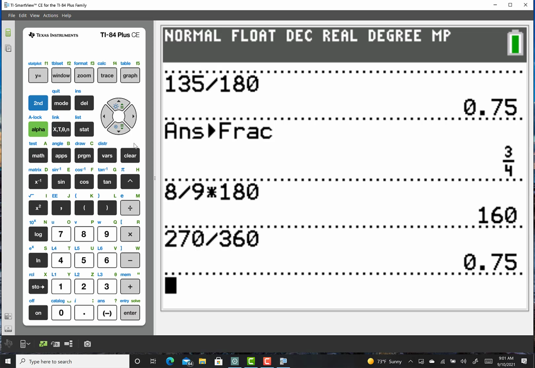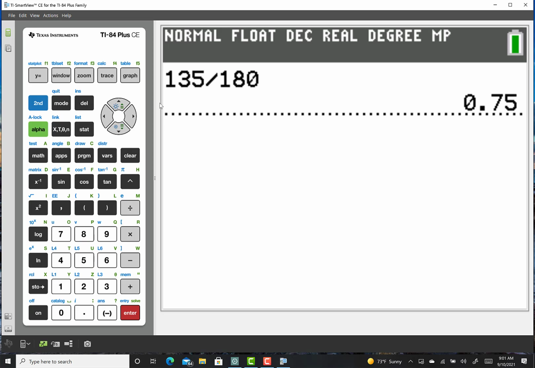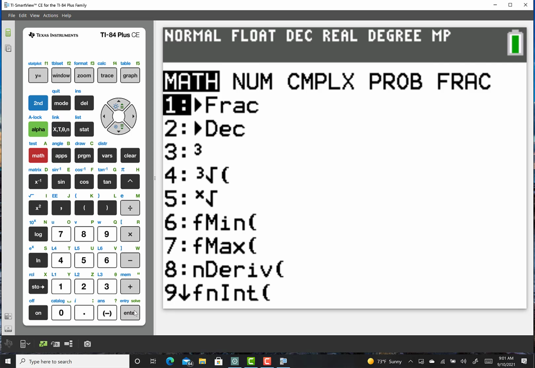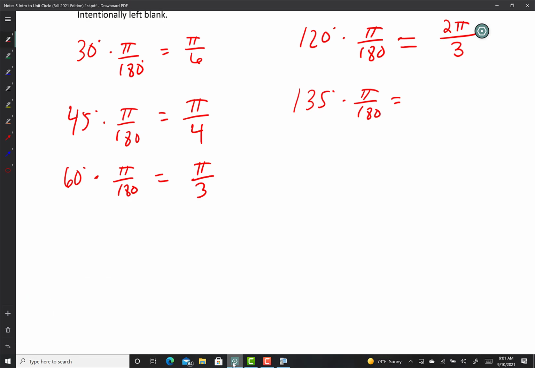Oh, look, here it is. Okay, I'm going to clear it. Pretend that you didn't see that. 135 over 180, and it gave me a perfect 0.75. If I turn that into a fraction, I get 3/4. So this must be 3 pi over 4.